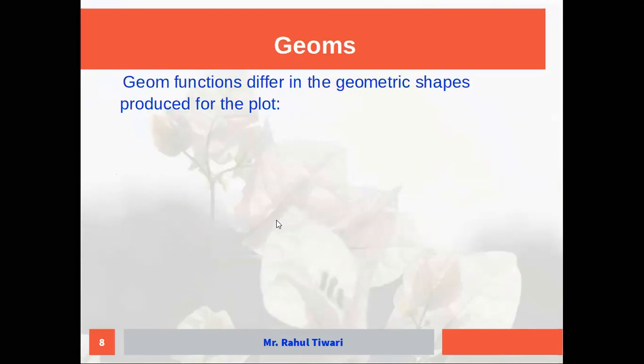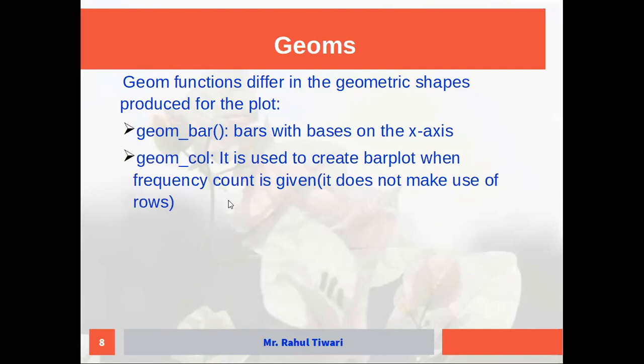Then we have geometrics here. Geometric functions differ in the geometric shapes produced for the plot. If you want to draw a simple bar diagram, then you have to use geom_bar, which gives bars with the base on the x-axis. So geom_bar will be quite useful because while drawing a simple bar diagram we need to use geom_bar. Then we have geom_col. So there are two types, geom_bar and geom_col. Geom_col is actually filling the colors, filling the labels. It counts the frequency. It is a part of bar plot only.